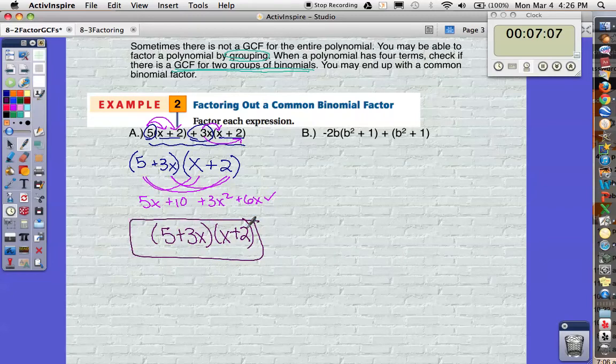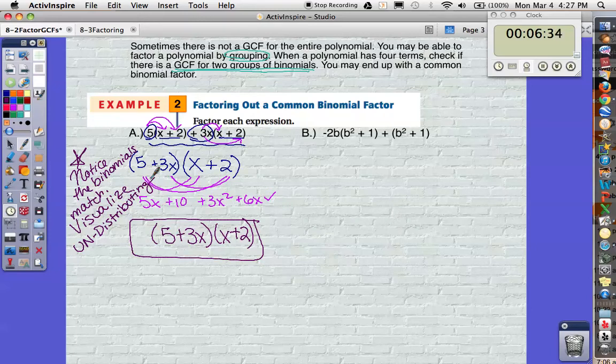Notice the binomials match. So write that down. You can only do this if the binomials are the same. And I want you to visualize undistributing. Visualize undistributing, okay? Try this next one for b.